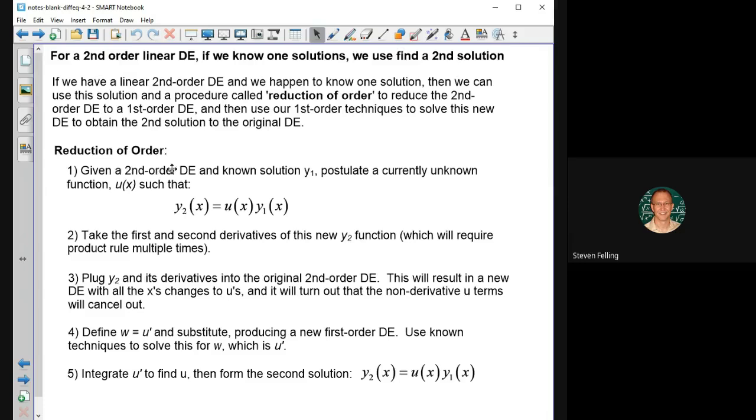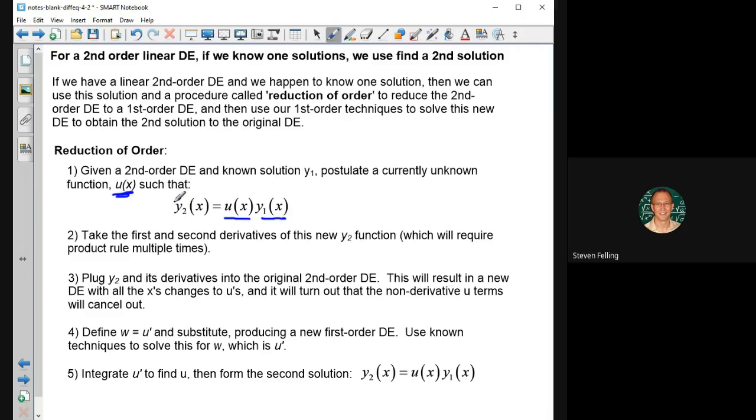Given a second order differential equation and one known solution, which we're going to call y1, we're going to postulate that there is a currently unknown function u, which can be a function of the independent variable x, such that the second solution will be this u function times the first solution that we know is a solution. So you basically multiply that solution by an unknown function u and assume that the second solution is that.